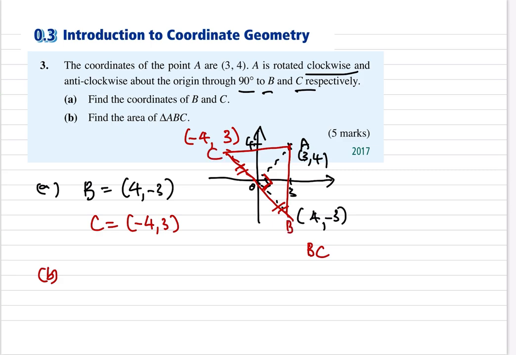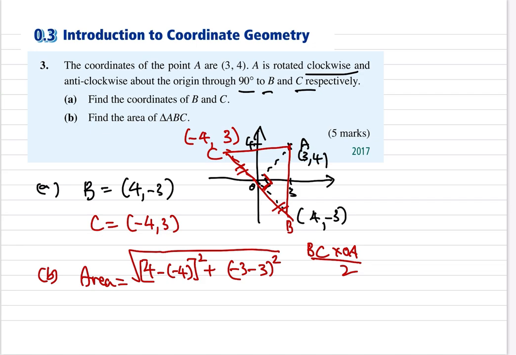And then times OA over 2. That will be the area. So how about the area? BC, you need to use the distance formula. So (x1 minus x2) squared, and then plus (y1 minus y2) squared, and then take the square root. That would be the length of BC.